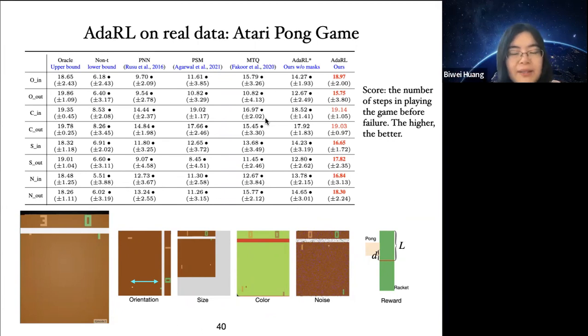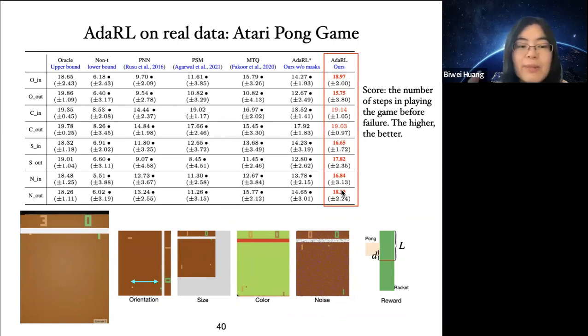The higher, the better. We compared our AdaRL algorithm with other state-of-the-art methods. And we can see from the table that AdaRL will always give the best non-oracle results. And in most cases, the improvements are significant, indicated by the black dot.